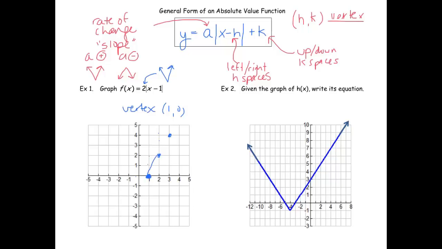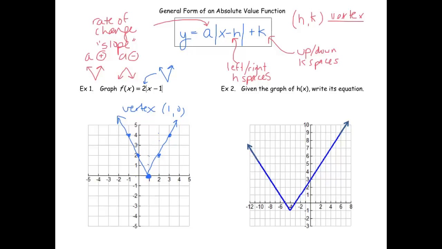I'm only drawing this side in, because this point at (1, 0) is the vertex. To make a V, we have to have a negative side, or a negative slope. So I'm going to have the other side make a slope of negative 2. So I'm going to go up 2, left 1, up 2, left 1, and there's the other side of my V.